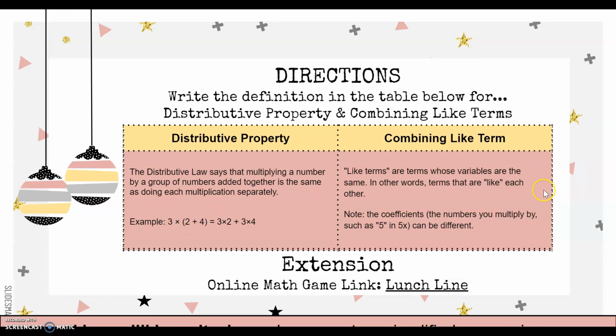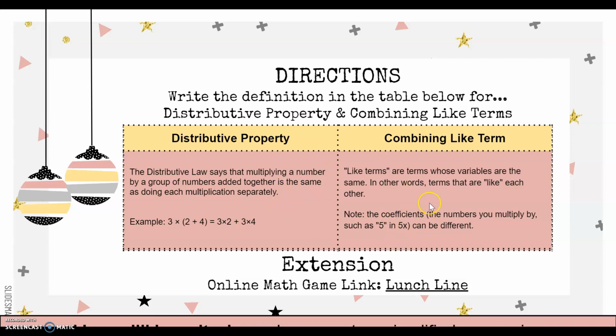Combining like terms are those whose variables are the same, or in other words, terms that are like each other. The coefficients, the numbers that you multiply by, such as the 5 in 5x, can be different. So for instance, that 5 can be a 7, a 6. As long as it has that same variable, I can add it to any other term that has that same variable. That's what that means.